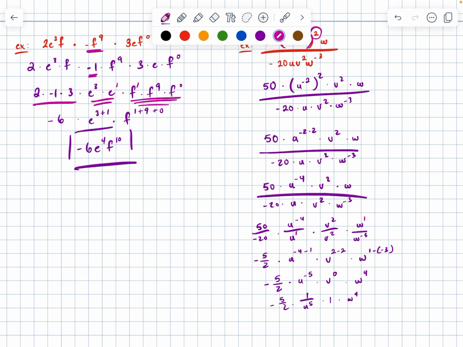From here, let's combine some fractions. Well, multiplying anything by 1 is just 1, so I can ignore this guy. Let me rewrite w to the 4th as w to the 4th over 1, multiplying across my numerators times numerators, my denominators times denominators. Well, I've got negative 5 times 1 times w to the 4th. This is 5w to the 4th over 2 times u to the 5th times 1. Well, that's just 2u to the 5th. Gross, but doable.